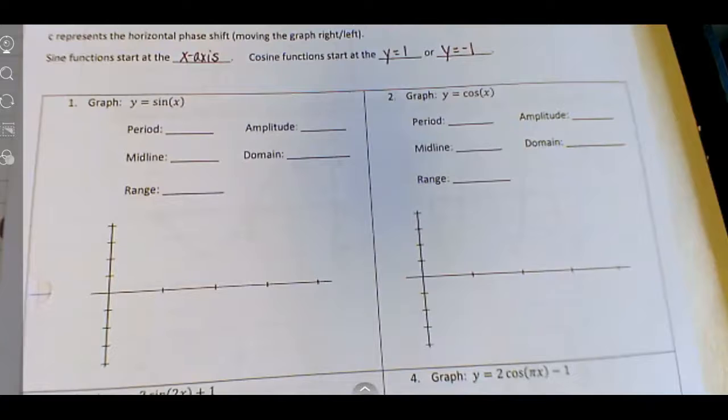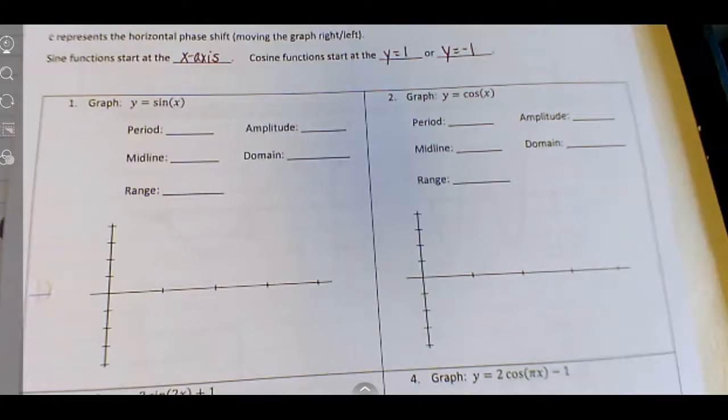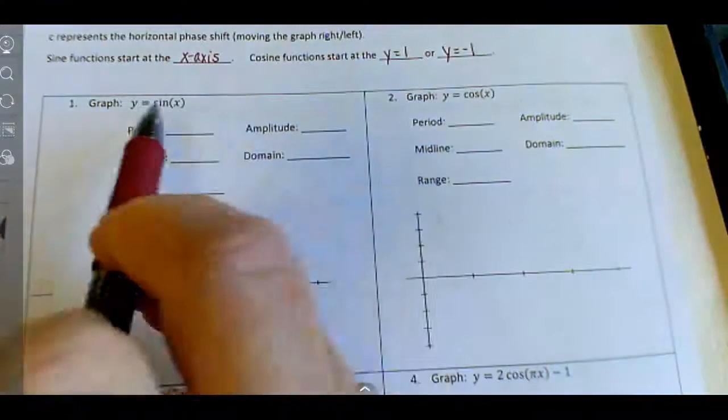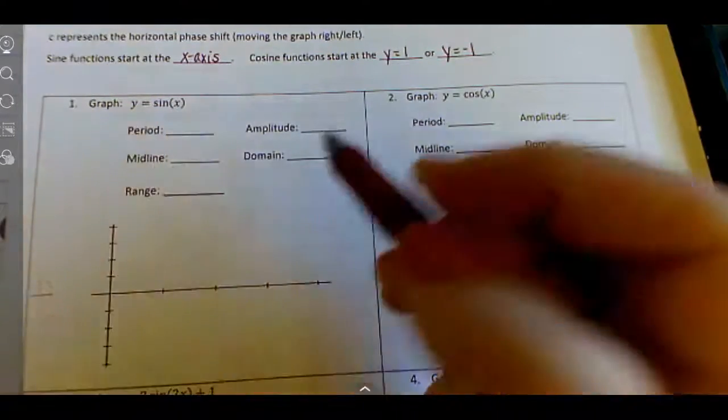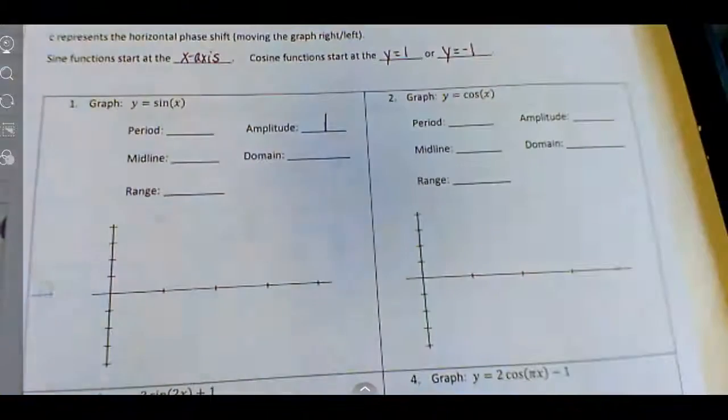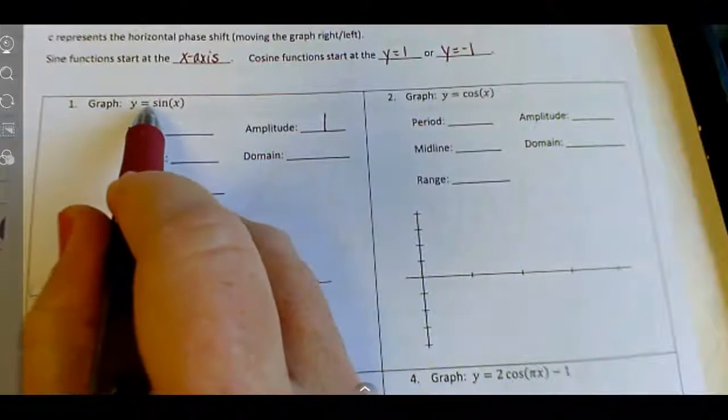Now, you can graph these things in Desmos, and we will graph these in Desmos, but before we do that, I wanted to show you the general idea of it and explain what it looks like. So, first of all, the amplitude is the A, or the number in front of sine or cosine. So the amplitude of sine is 1, because there's not a number there.